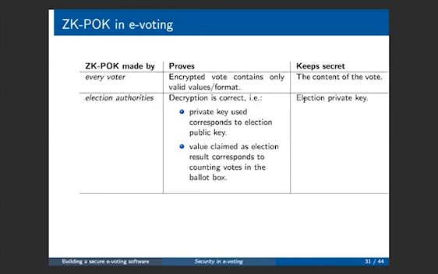And what is the zero knowledge part? What is it that we don't want to get revealed is this election private key, of course. We don't want anybody to be able to get access to this private key, not even at the end of the election.